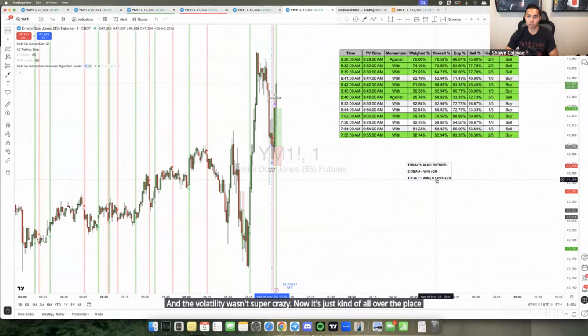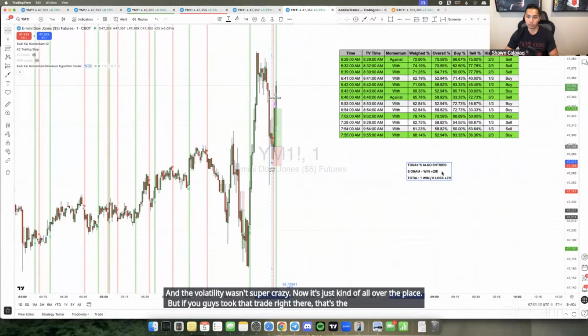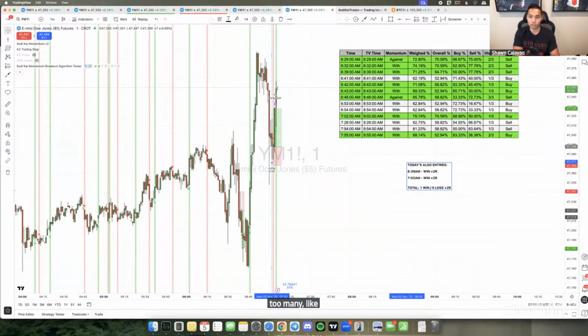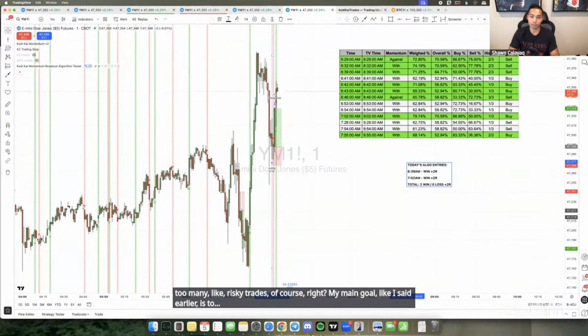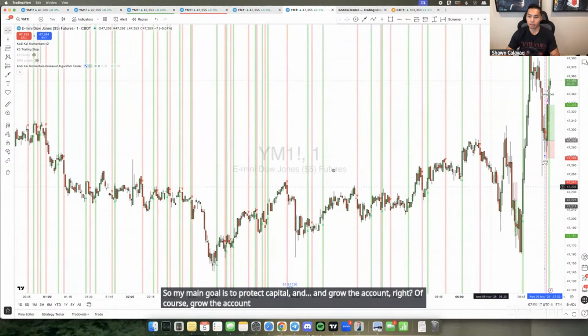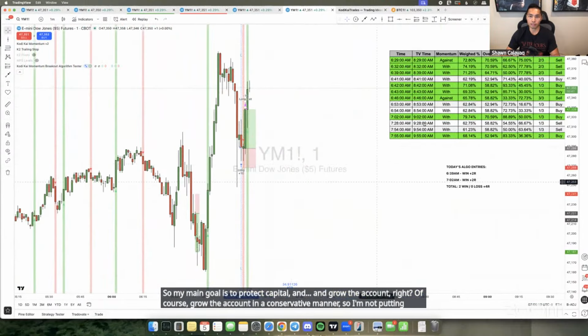But if you guys took that trade right there, that's the second entry for the day. I wish I could have taken it, but like I said, I'm trading too many accounts right now. I can't take too many risky trades, of course, right? My main goal, like I said earlier, is to protect capital and grow the account, of course in a conservative manner, so I'm not putting client accounts at too much risk.